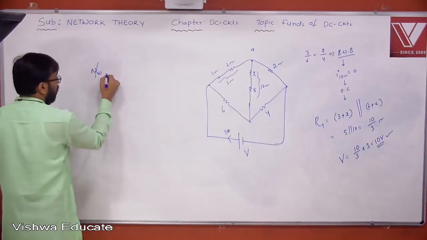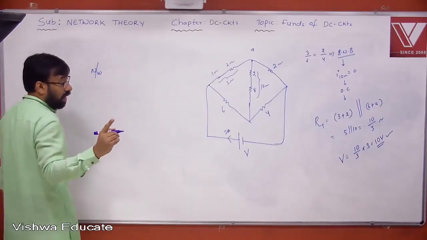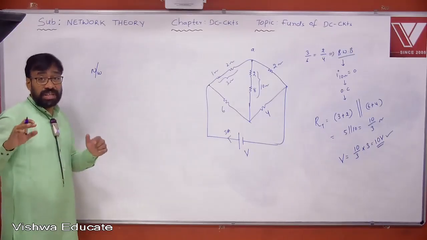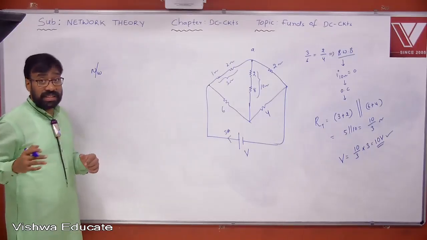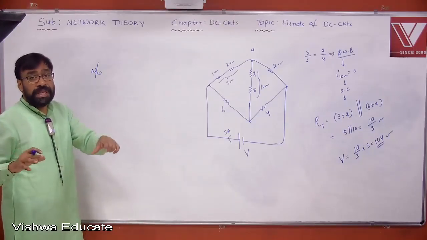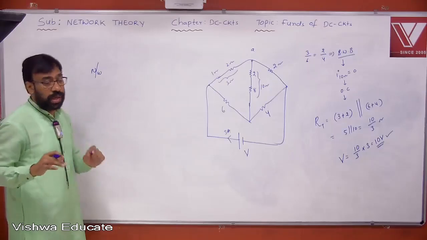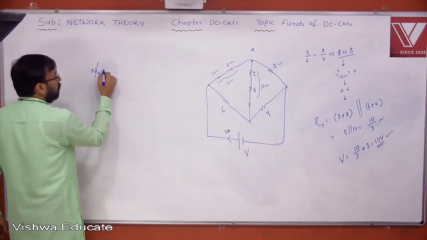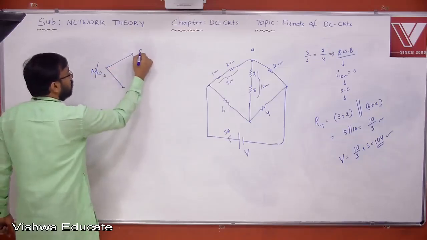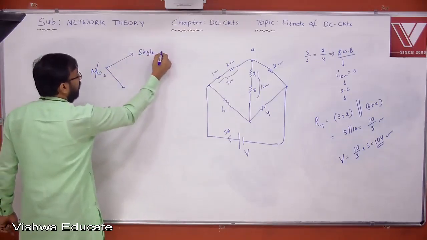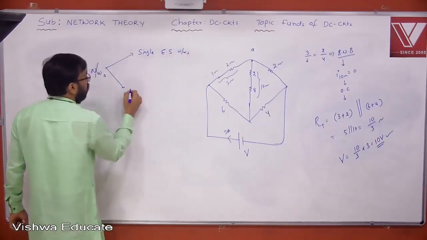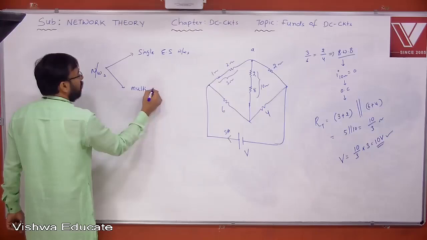Broadly, with respect to the number of sources I'm dividing, again the networks can be divided into AC network, DC network. That's a different story. Steady state, transient, that is a different story. I'm just dividing these networks into two categories based on the number of sources that they present. First the networks are divided into single energy source networks, multi-energy source networks.